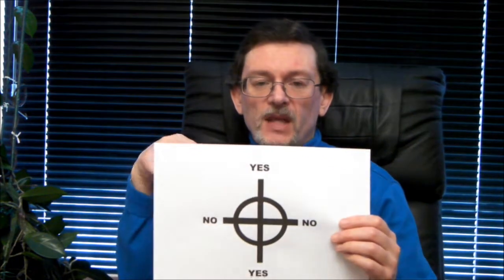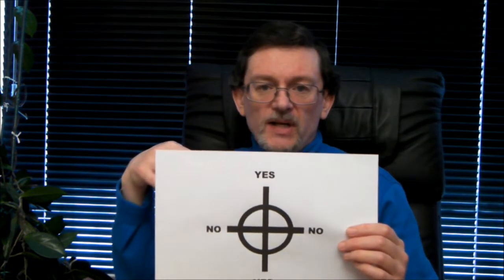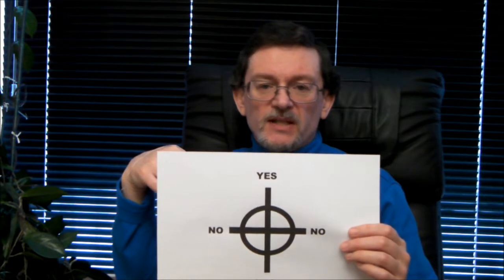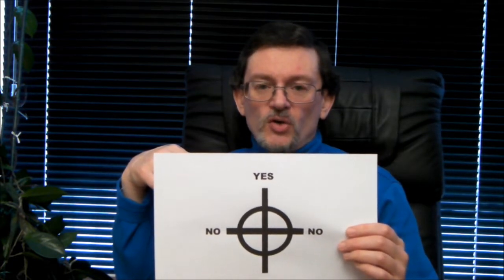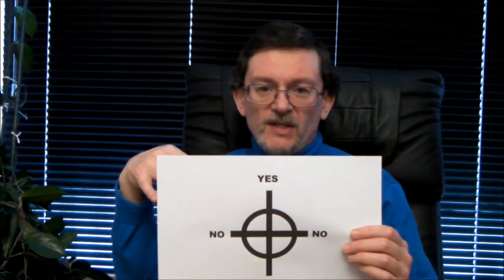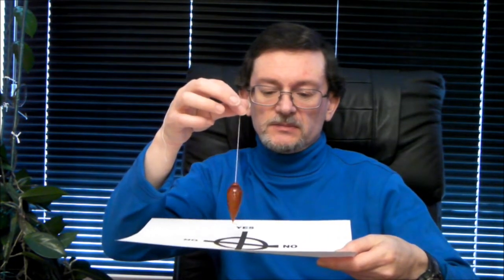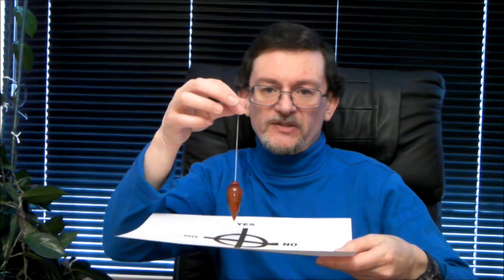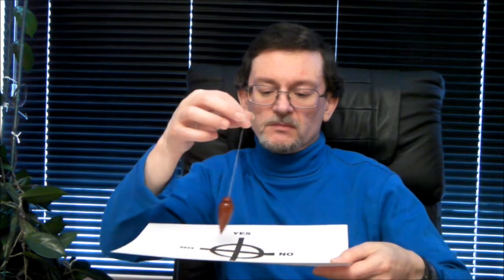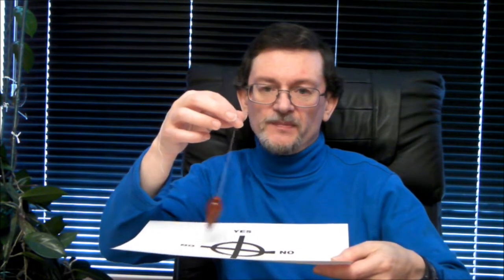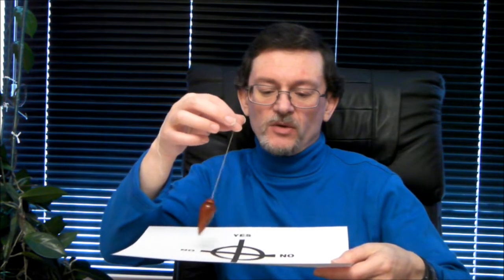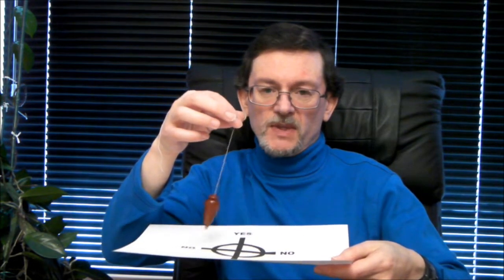Another way is to use a chart like this, showing yes and no on it, and also the circle which represents not sure or don't know or stupid question. So the way you use this is to hold the pendulum over the chart, and you can get it to swing backwards and forwards for yes, or sideways for no, or again in a circle for don't know or stupid question.